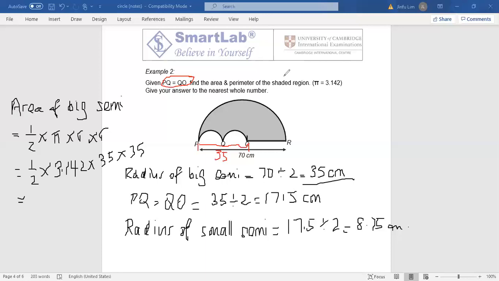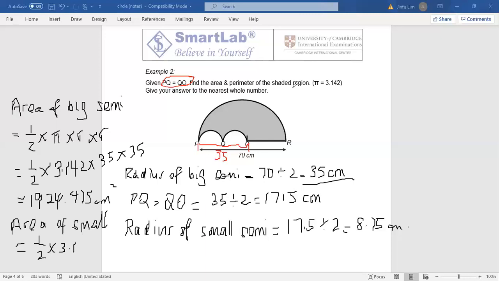You'll get 1924.475 cm squared. Okay, this one is the area of the big semicircle. Now we go and find the area of the small semicircle. So the area of the small semicircle is half times 3.14 times the radius, which is 8.75, times 8.75.